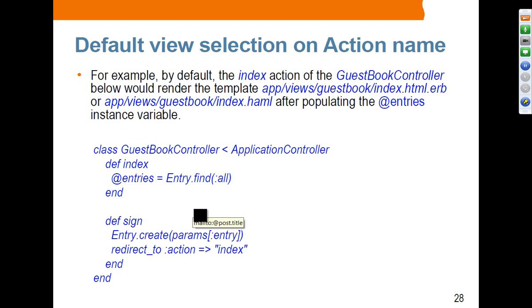Okay, so default view selection based on action name. Again, this is something we already talked about. Index is another example. By default, suppose we have a guestbook controller, which has an index action. Then once this index action is done, it's going to look for the index.html.erb file under app/views/guestbook directory.